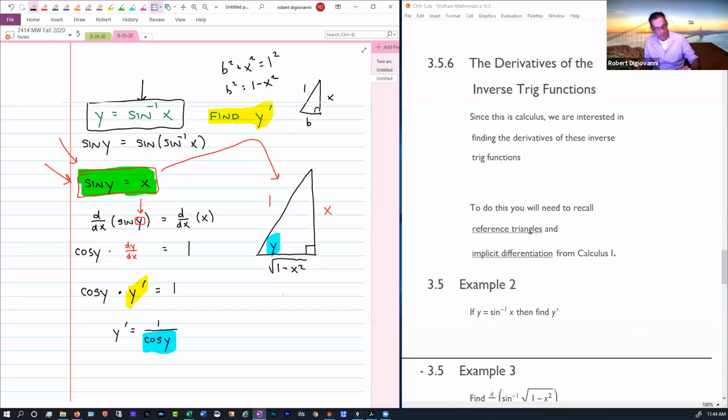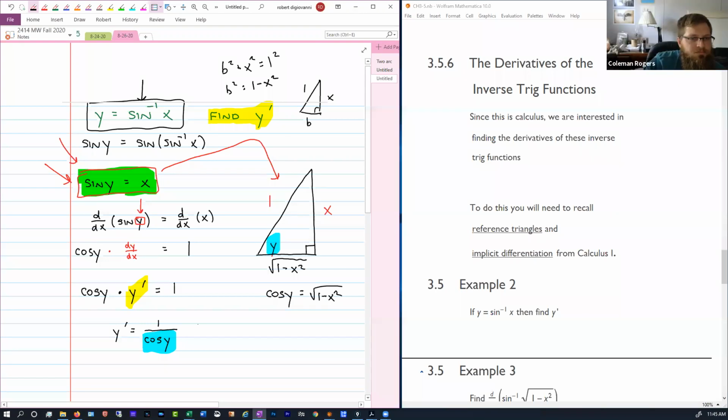Okay, so what is cosine of y then? Cosine of y, according to this picture, would be, well, let's see. Let's go to the next person here. Coleman. Is Coleman here? Yes, you are. Okay, Coleman. The square root of 1 minus x squared over 1. Yep, it's the square root of 1 minus x squared over 1, but we don't really need to put it over 1, so we'll just leave it like that.